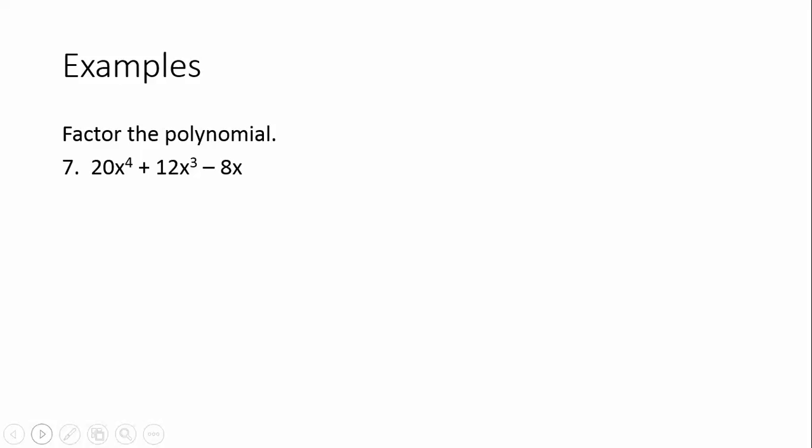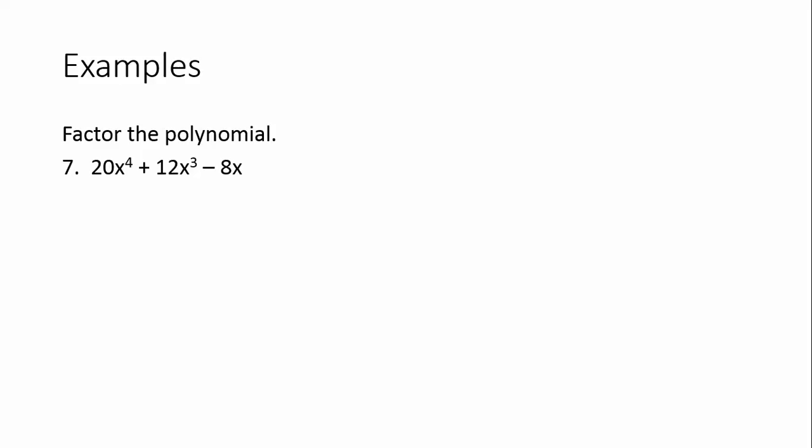Number 7, we have 20x to the 4th plus 12x cubed minus 8x. This is a good example for you to try on your own. So pause the video, try to figure out what the greatest common factor is between each of the three monomials, and then pull that out in front and rewrite what's left over.